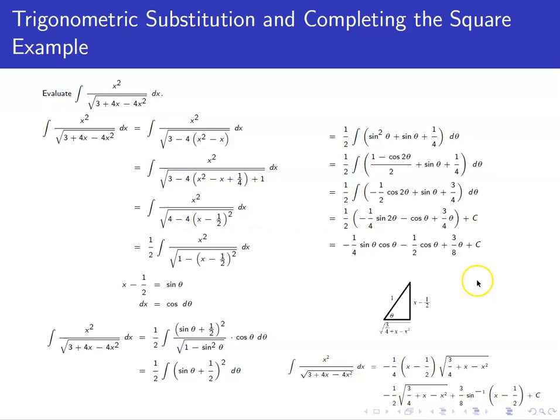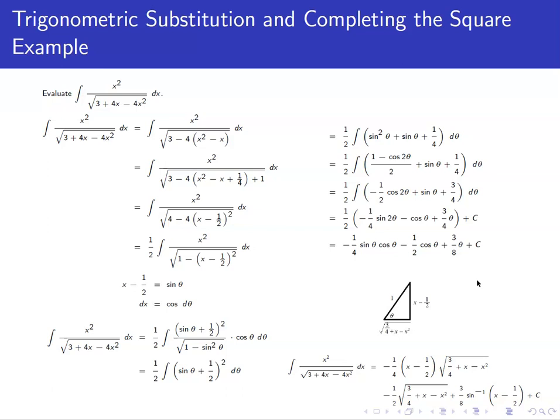In this video, we're going to do an example of a trig substitution that involves completing the square under the radical. So we're asked to evaluate the integral of x squared over the square root of 3 plus 4x minus 4x squared dx. It doesn't quite look like the form that we had before, but we can rewrite it as something that looks like constant minus variable squared.